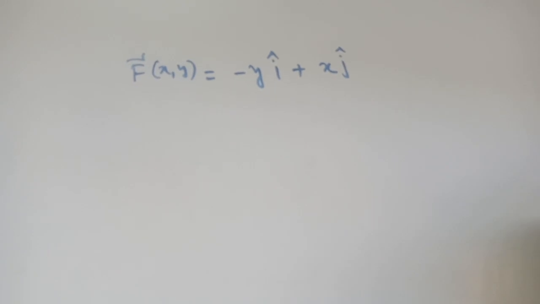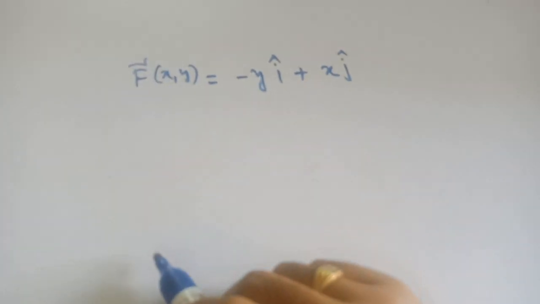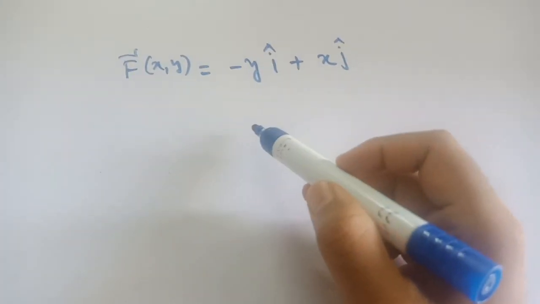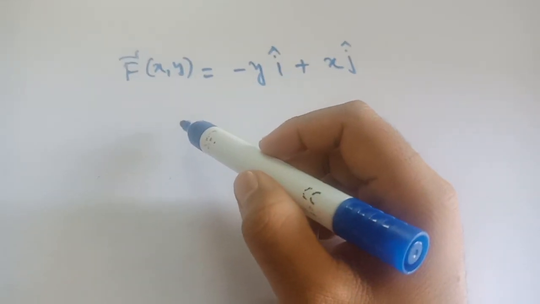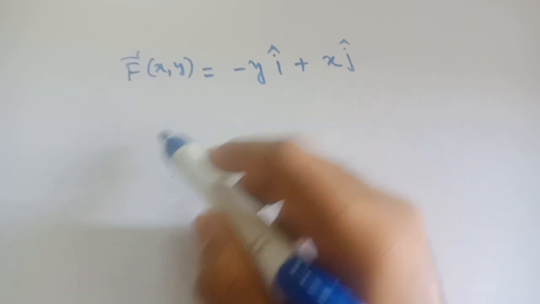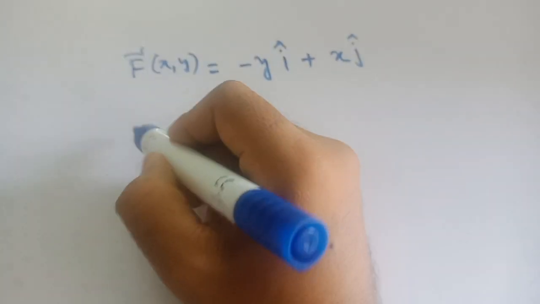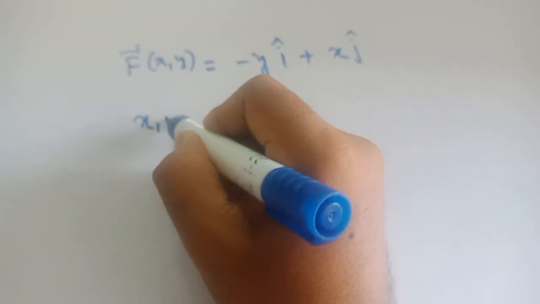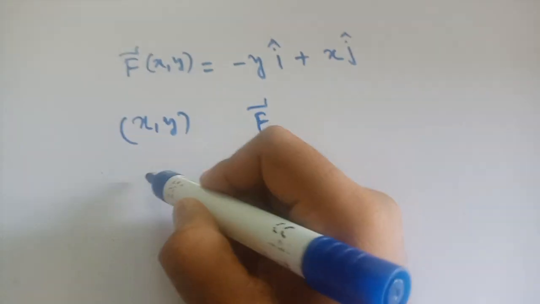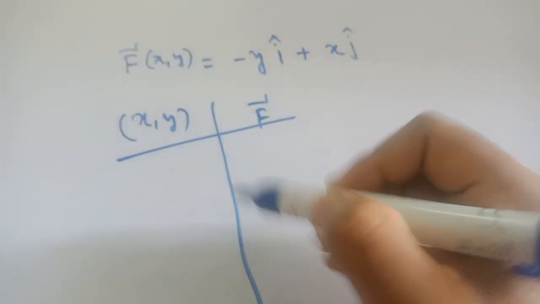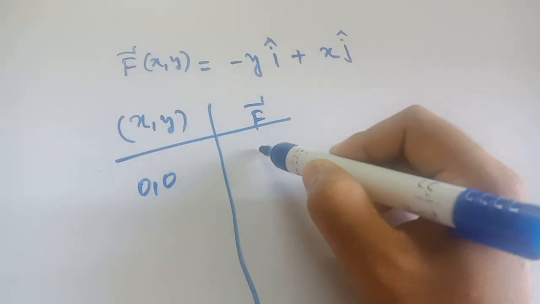So if you look at this vector function, this is a vector point function. This function is a two-dimensional vector function because it depends on x and y. Now, in order to visualize this vector function, I am plugging in some random values of x and y and checking the function values. So if I plug in 0, 0, the function would be 0.